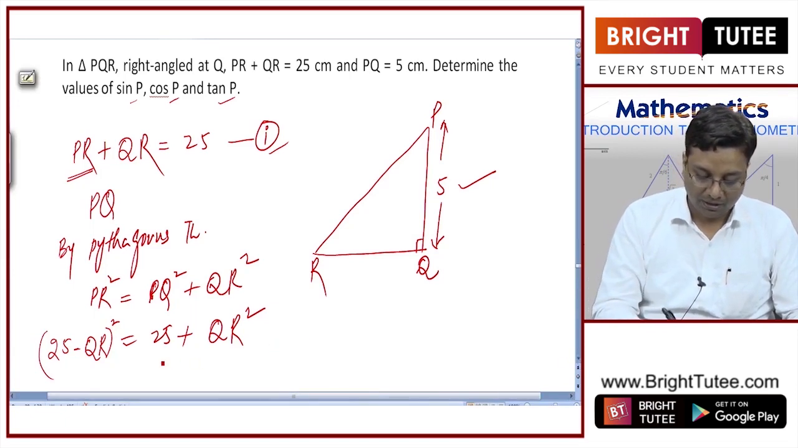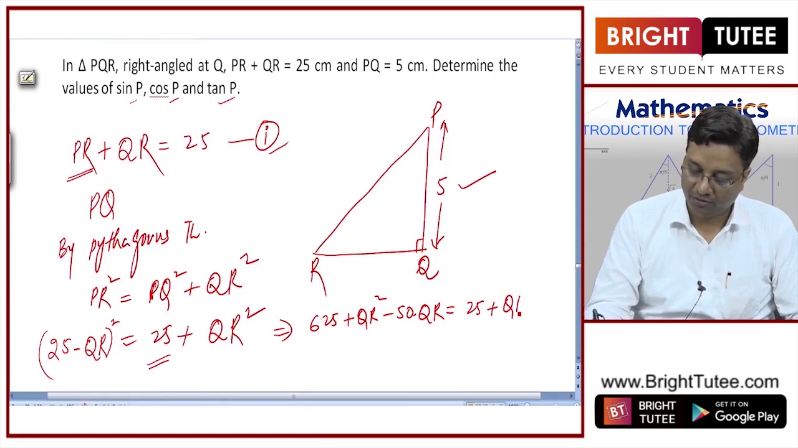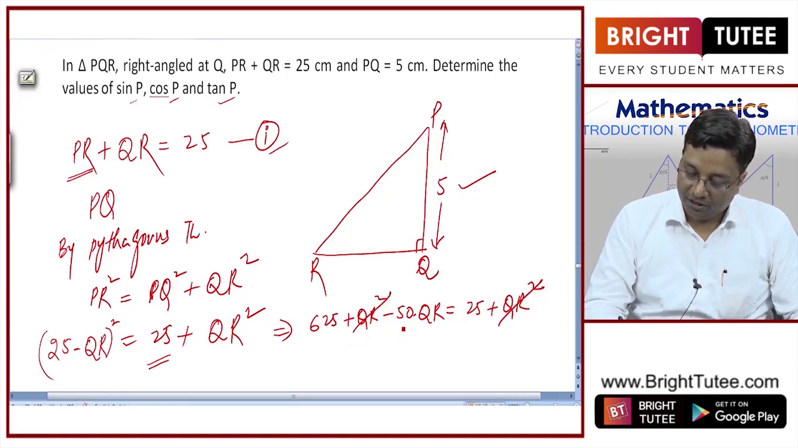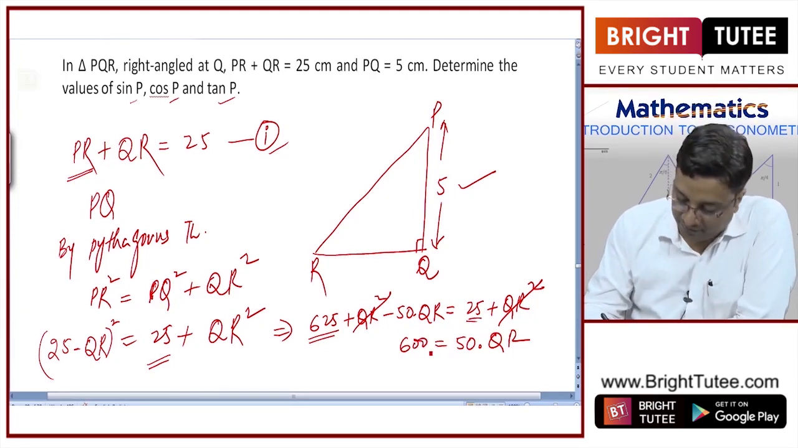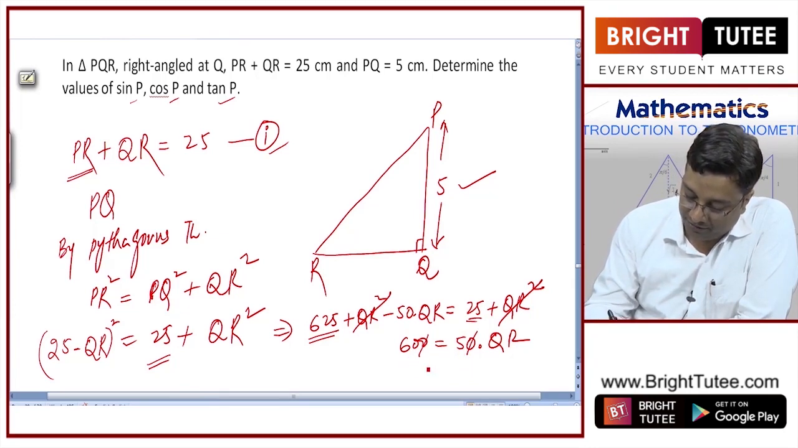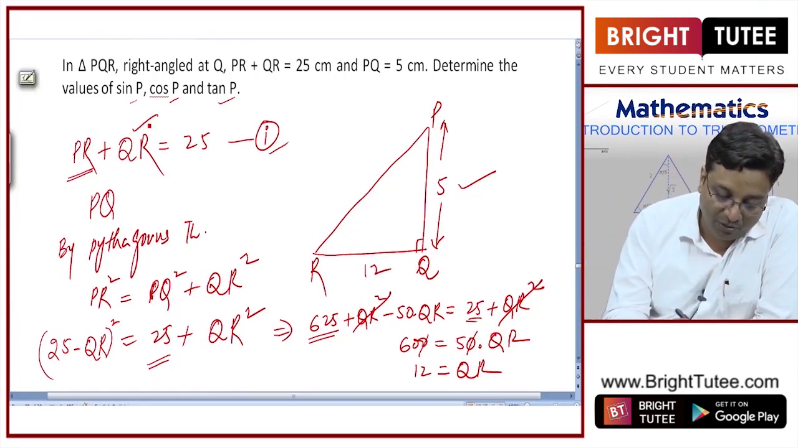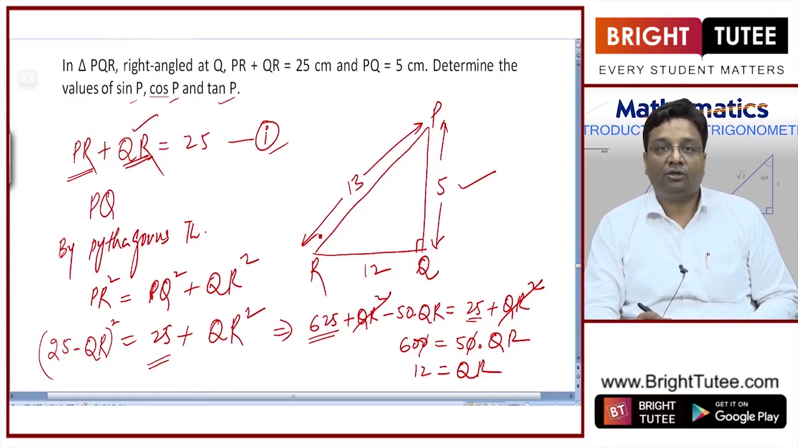So if I solve this one, left hand side will become 625 plus QR square minus 50 QR, and what is right hand side? It is 25 plus QR square. So this QR square gets cancelled. So this is 50 QR. We take it on right hand side. 50 QR will be equal to 625 minus 25, which is 600. So this 0 gets cancelled. 60 by 5 is 12. So QR is equal to 12. Now if I put QR equal to 12 here, I will get PR equal to 13. So now I have got all three sides here.